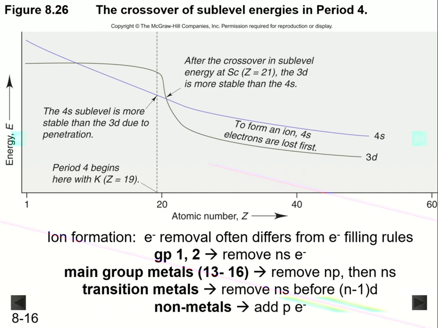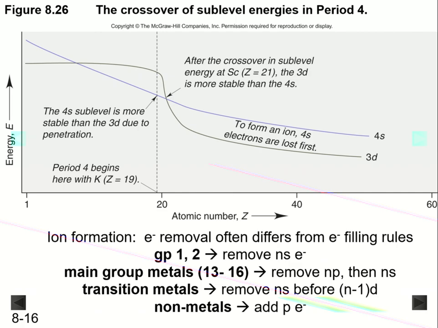The 4s has a lower angular momentum, so it penetrates more closely to the nucleus. It feels the higher effective nuclear charge. But as we go on, after we cross over at scandium, the 3d becomes more stable than the 4s. So to form an ion, the 4s electrons are lost first.